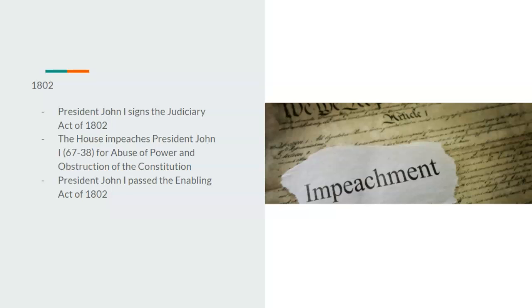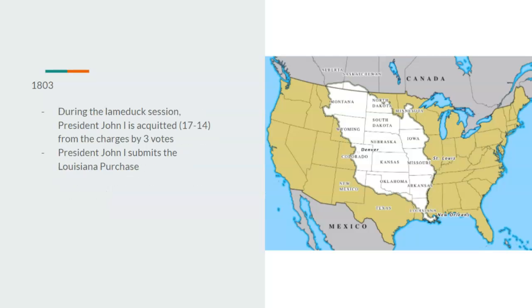As a Christmas surprise, kind of, the Supreme Court would rule that it is unconstitutional for cases to be carried over from one Congress to the next. So the Supreme Court forces the current Congress to vote on John Adams' removal from office before the next Congress begins. And during the lame duck session near the end, President John I is acquitted 17-14 from the charges, by 3 votes. Yep. They needed 20 votes, and they only got 17.